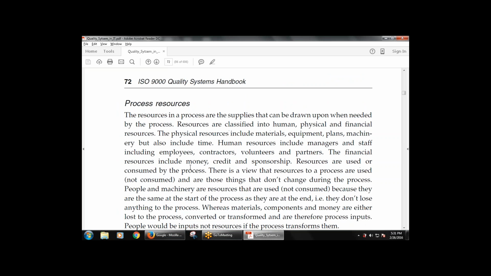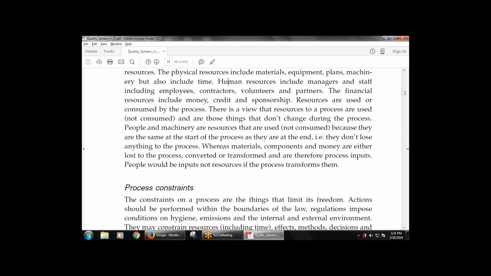And what are the various resources required for the process? The resources in the process are the supplies that can be drawn upon when needed by the process, and resources are classified into human, physical, and financial resources. The physical resources include material, equipment, plant, machinery, and also time. Human resources are managers, staff, everything. Financial resources mean the money that is available.